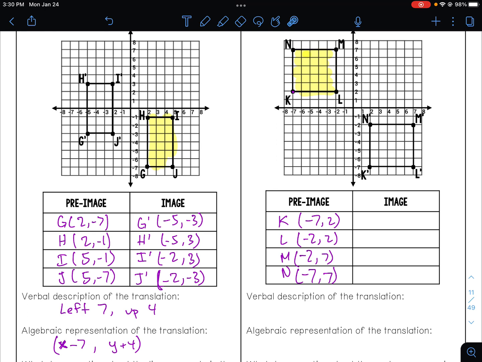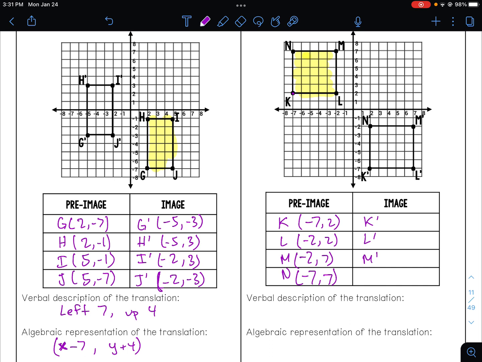The image is, let's do K prime, L prime, M prime. That's an ugly M. Come on. M prime, N prime. All right, K prime, that is 2, -7. L prime, down here, that is 7, -7. M prime, that's 7, -2. And N prime, that is 2, -2.